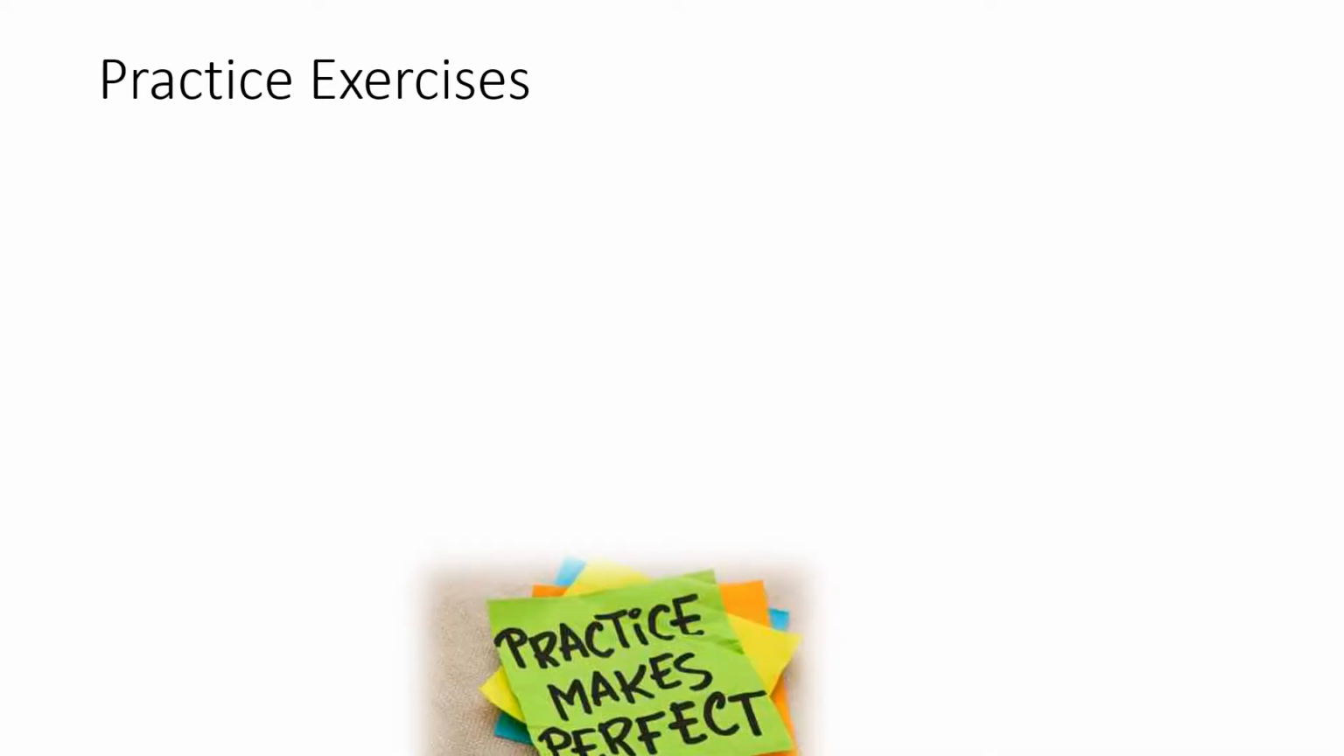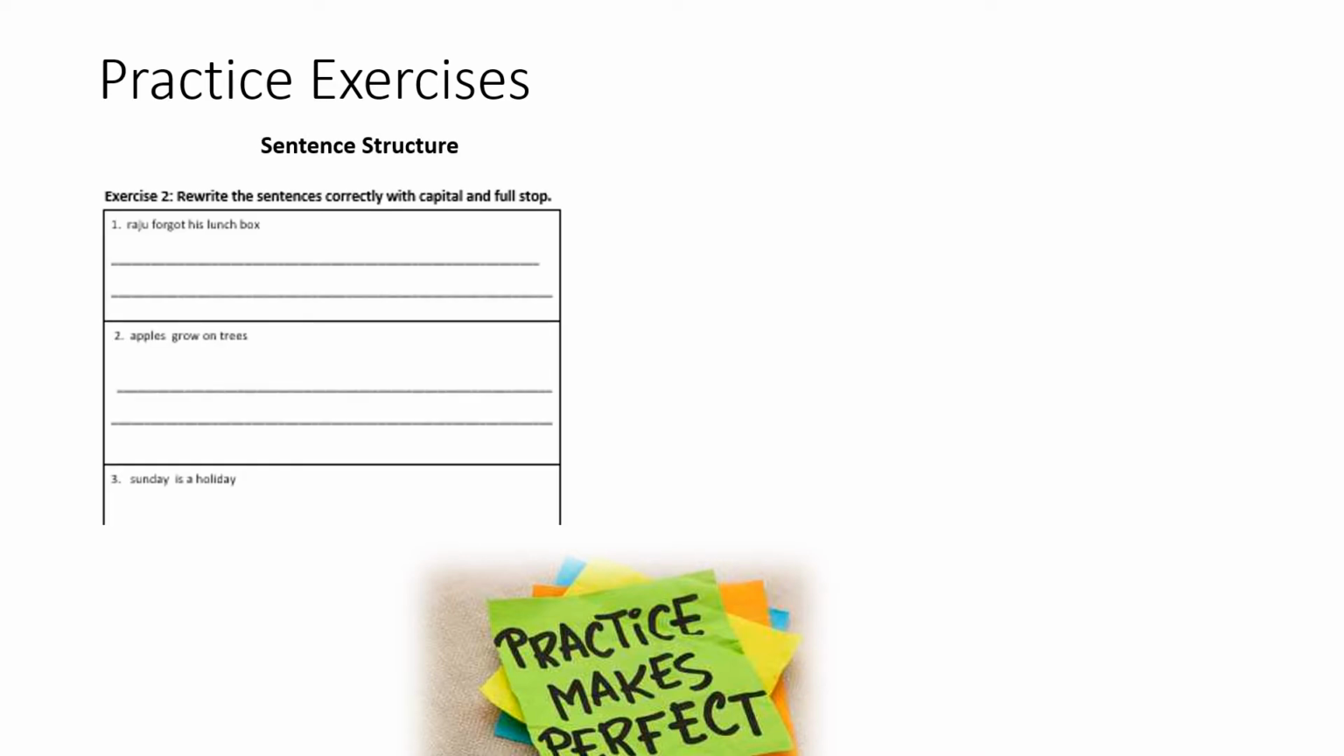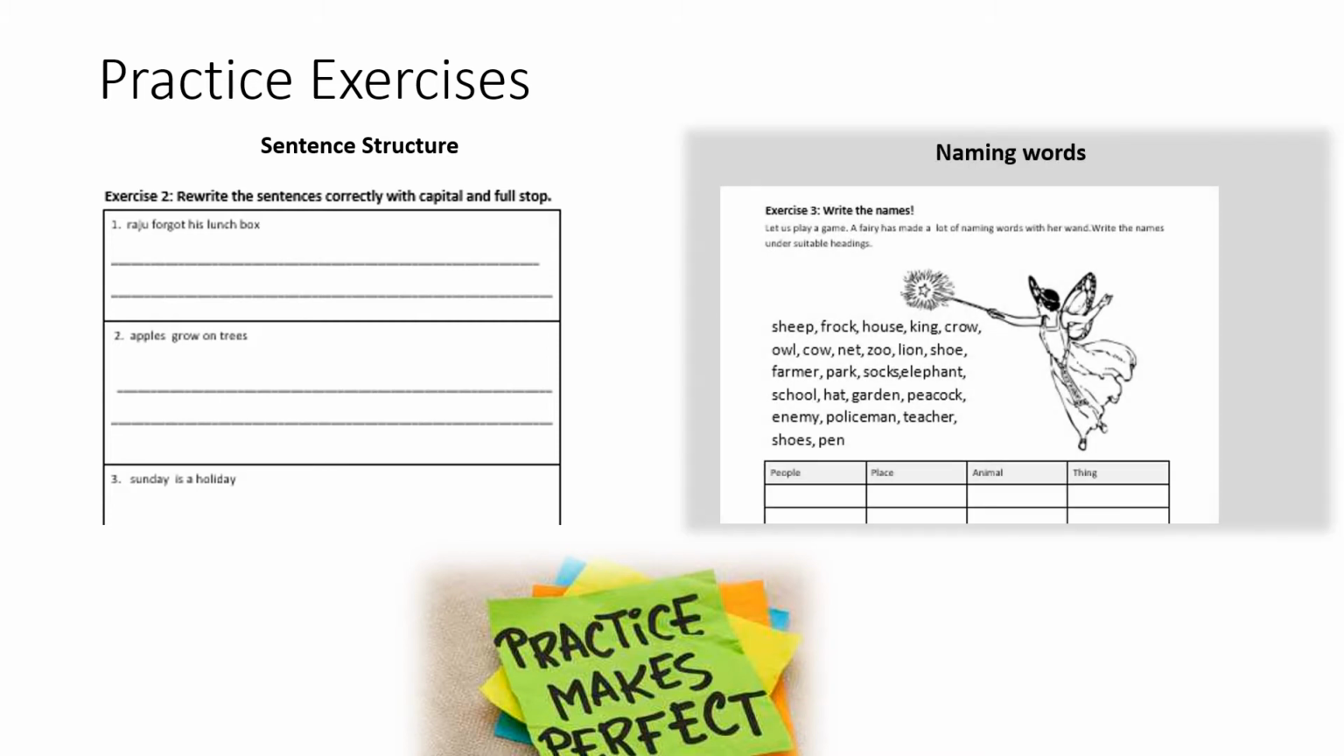Of course, practice makes perfect, isn't it? So we do have 2 to 3 exercises again, depending on the length of exercise and the complexity of the topic, where they practice what they have learned. This could be like rewrite the sentences correctly using capitals and full stops. It could be like again identifying and categorizing the naming words. It could be rearranging the sentence. And we have tried to have a variety of exercises in this so that it doesn't get boring. But the structure is constant. So there is some amount of predictability for the children.